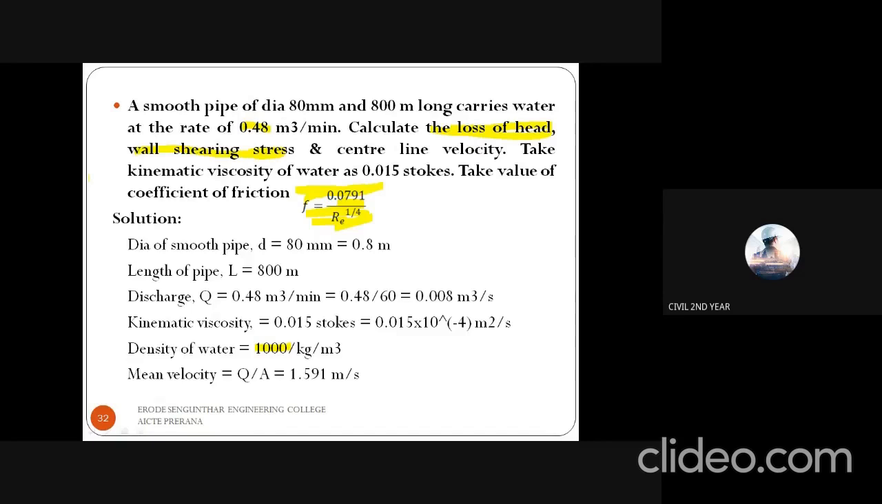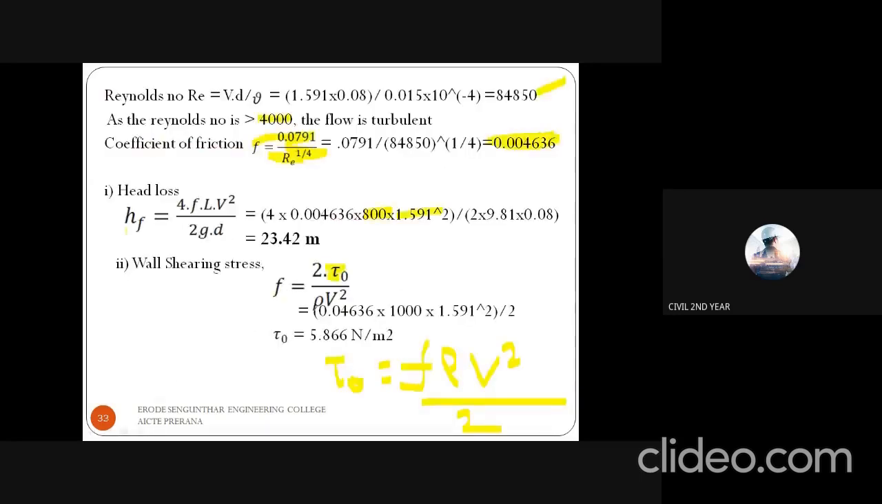The mean velocity is discharge by area, so 1.591 meter per second. Then Reynolds number Re equals velocity into diameter divided by kinematic viscosity. So 1.591 into 0.08 divided by 0.015 into 10 to the power minus 4, which is equal to 84850. As the Reynolds number is greater than 4000, we confirmed the flow is turbulent.